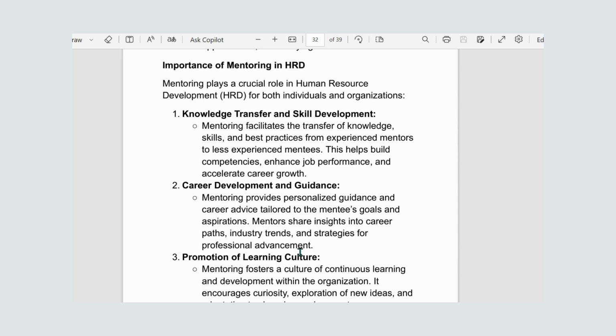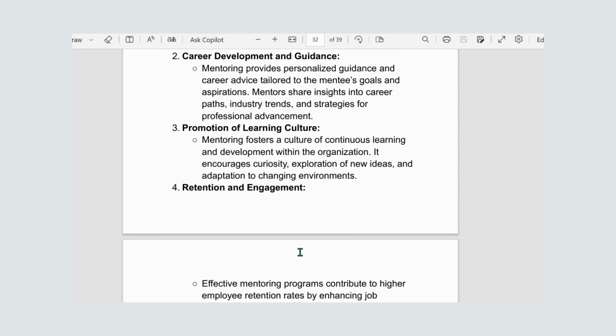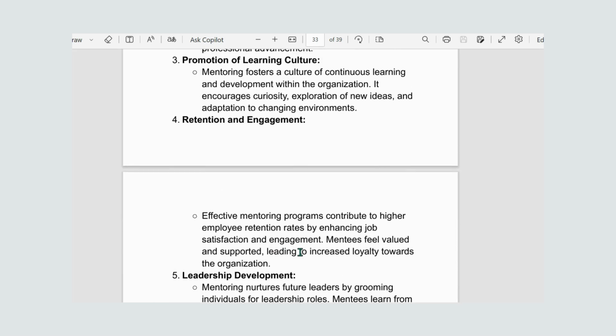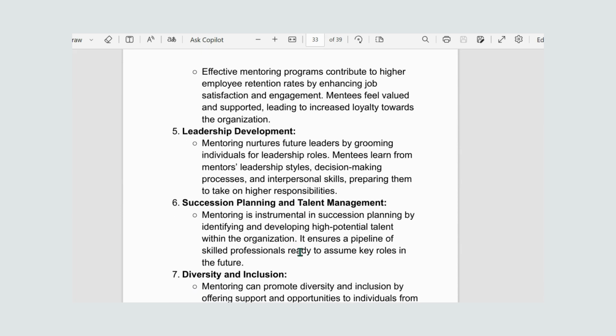Career development and guidance is also one of the main roles, because mentoring provides personalized guidance and career advice. So mentors share insights into career paths. Promotion of learning culture is also where mentoring fosters a culture of continuous learning. Retention and engagement also come in mentoring. This is because effective mentoring programs contribute to higher employee retention by enhancing job satisfaction and engagement.